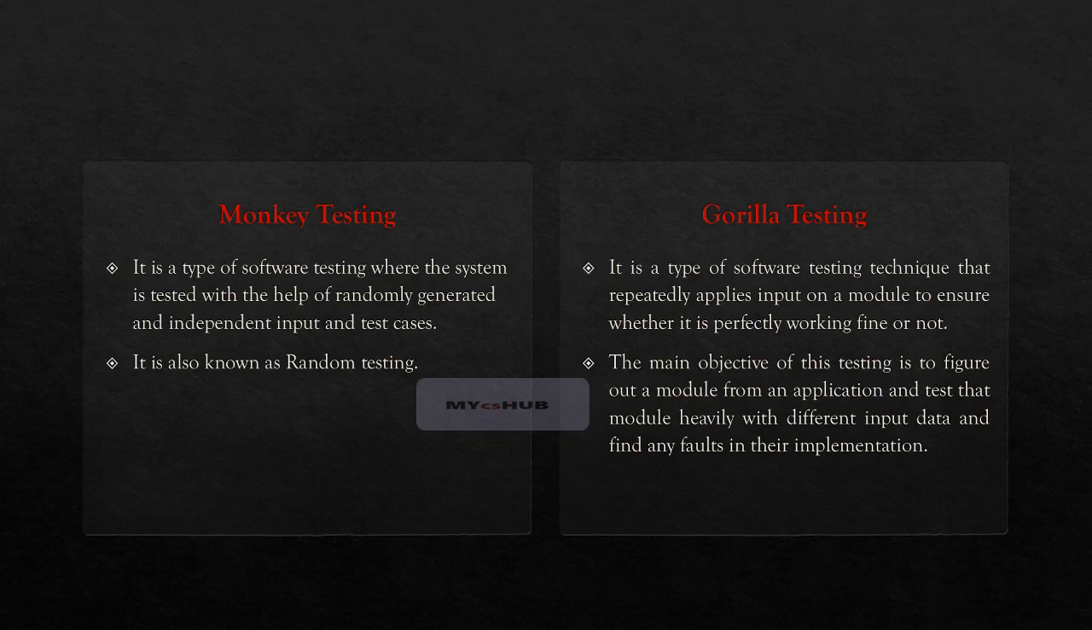When the application is received from the development team, QA engineers generally test the application with independent input and random test cases. They generally don't take test cases from already prepared suites like regression, sanity, or any other suites.